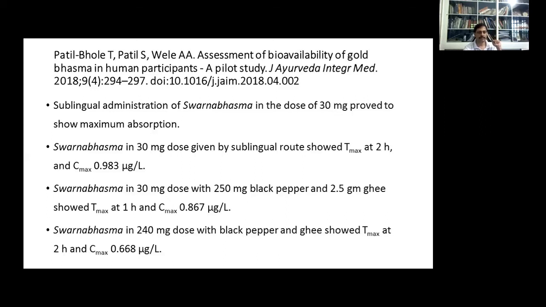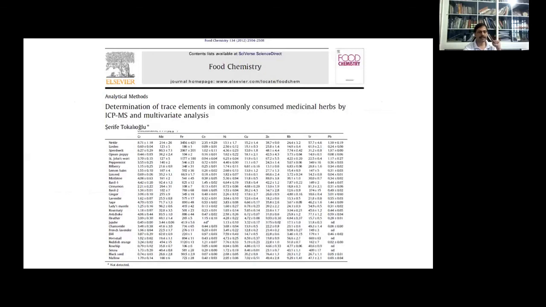ICP technique. This is another article, determination of trace elements in commonly consumed medicinal herbs by ICP-MS and multivariate analysis. In this article, you will see that various plants have shown different quantities of metals in them, like manganese, iron, cobalt, nickel, copper, zinc, lead, etc.